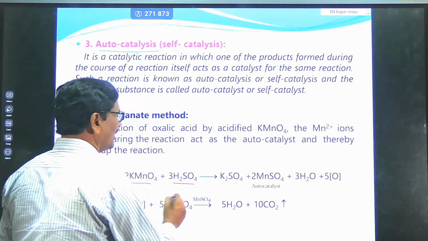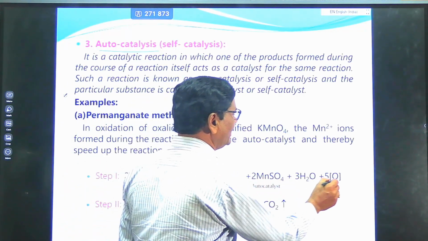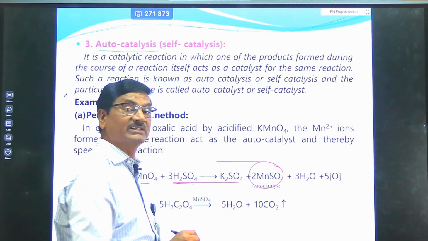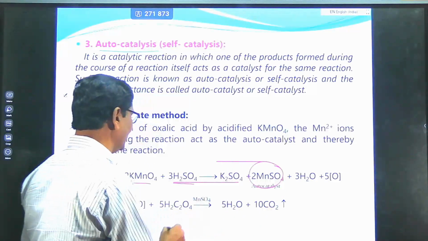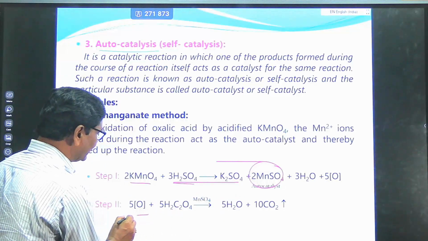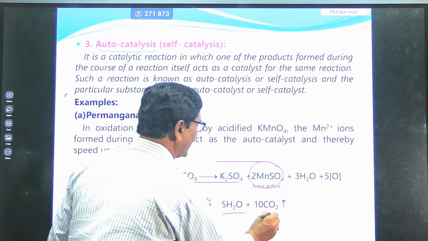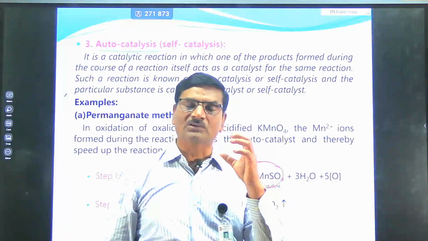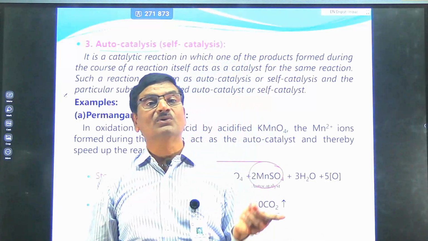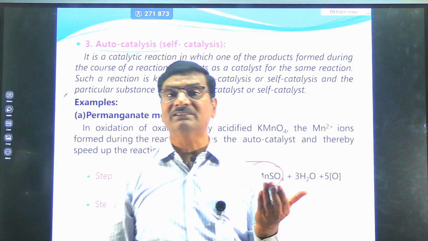with H2SO4 and it is giving rise to K2SO4, MnSO4, H2O and nascent oxygen. And this MnSO4, which gets formed during this reaction, acts as an autocatalyst, and this catalyst can be used in the next reaction, where nascent oxygen combined with oxalic acid gives rise to H2O and CO2. When there is a total formation of H2O and CO2, then the colorless solution changes to pink color in the titration of oxalic acid versus KMnO4.